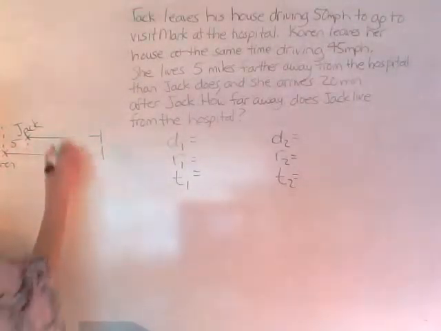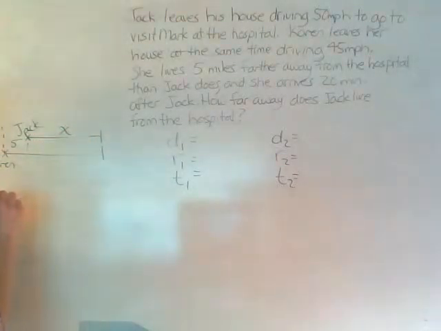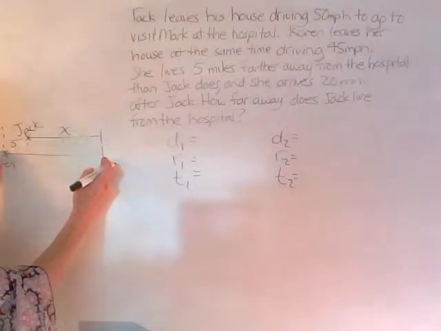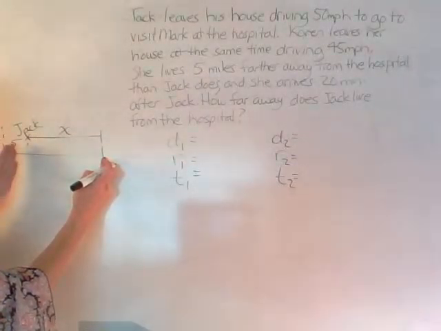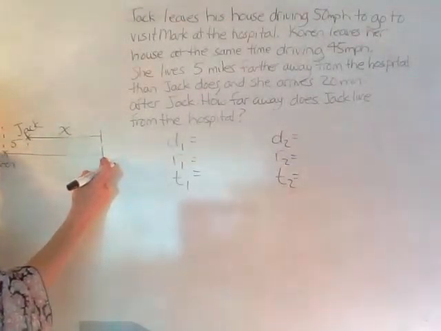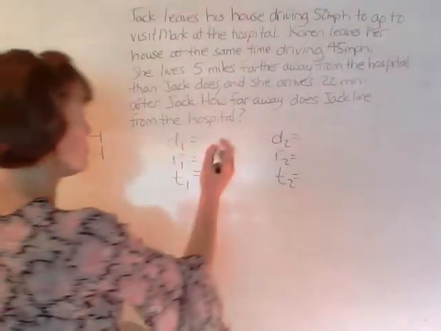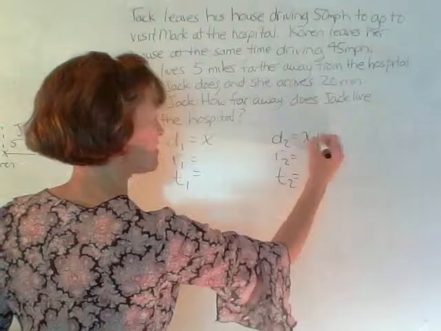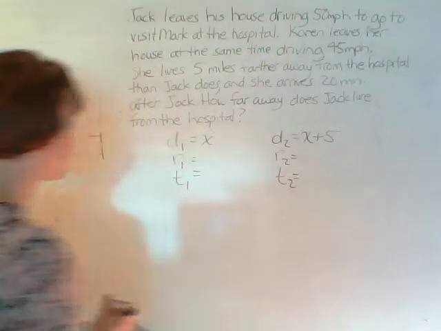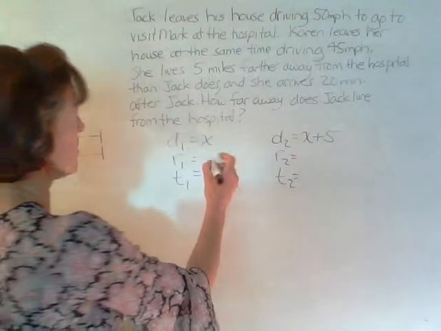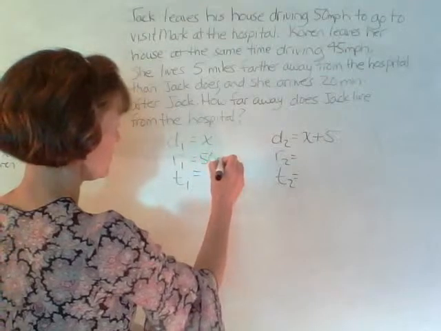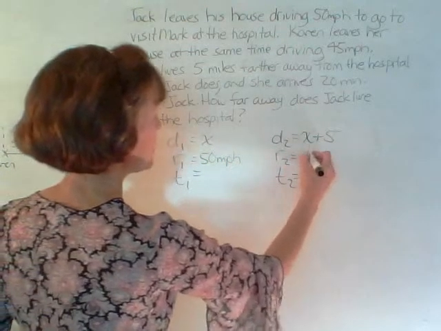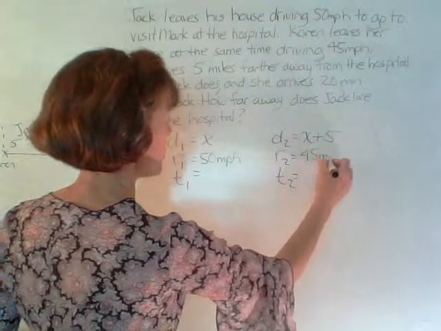So if I let Jack's distance from the hospital be represented by X, then Karen's distance from the hospital is going to be 5 miles more than X. So Jack's distance is X, and Karen's is X plus 5. Now Jack is able to drive 50 miles per hour. Karen is only able to average 45 miles per hour.